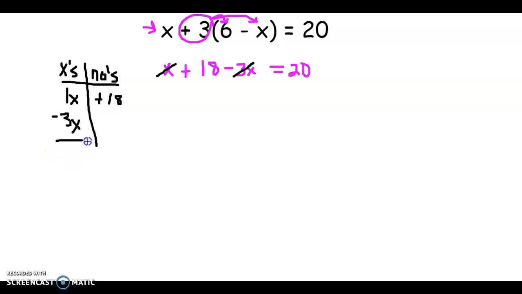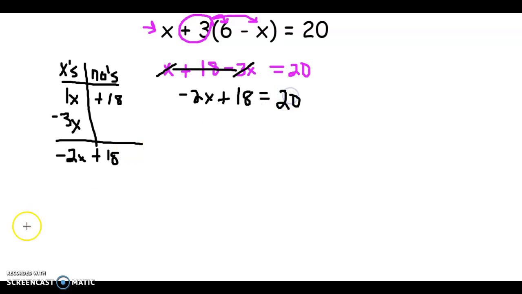I then am going to combine those like terms. 1x minus 3x, I have more negatives than positives, so my answer is negative. I have 3 bad guys, 1 good guy, so I have 2 more bad guys, so that's why it's a negative 2x. And I bring down the plus 18. Now I know this whole thing up here can be simplified to negative 2x plus 18 equals 20.